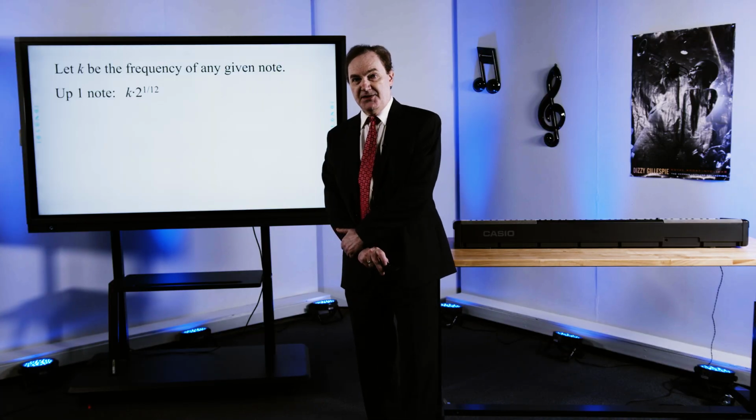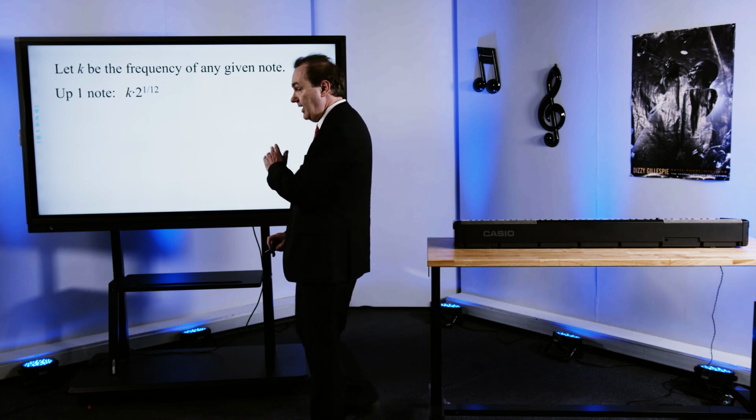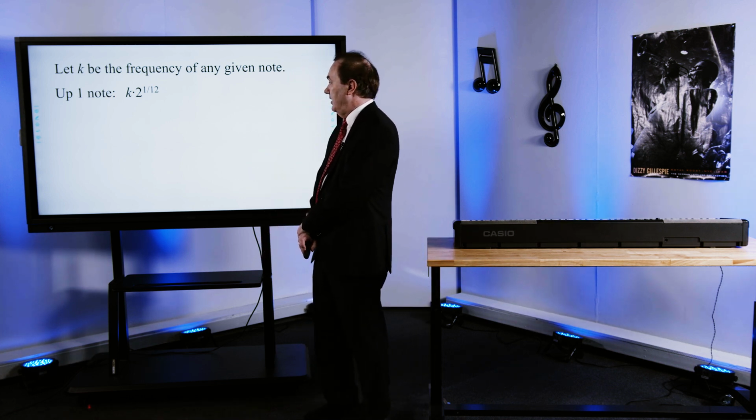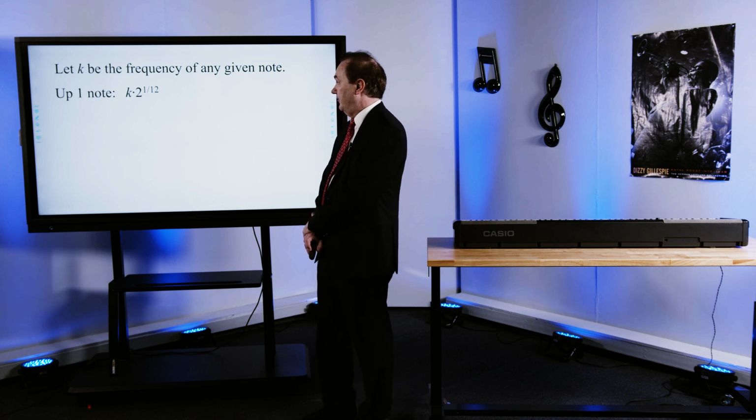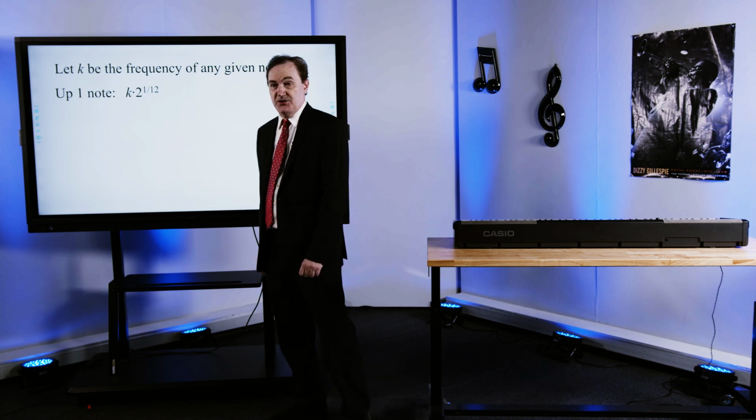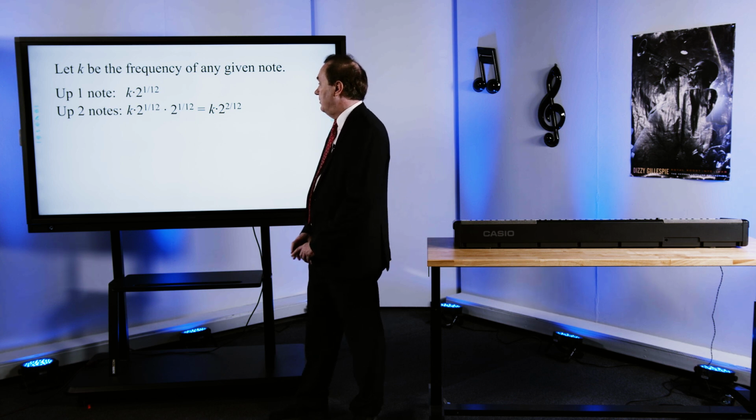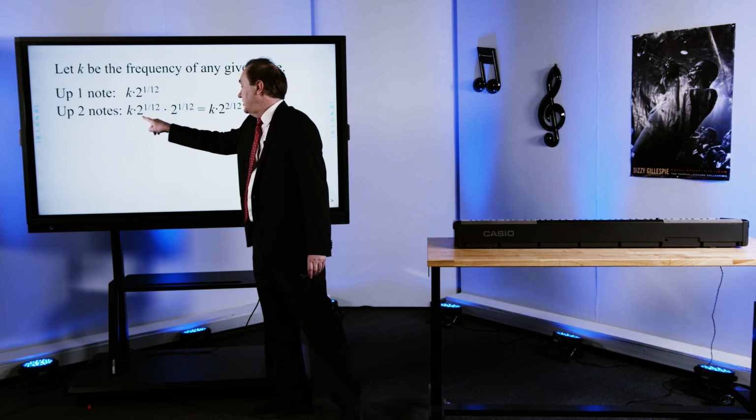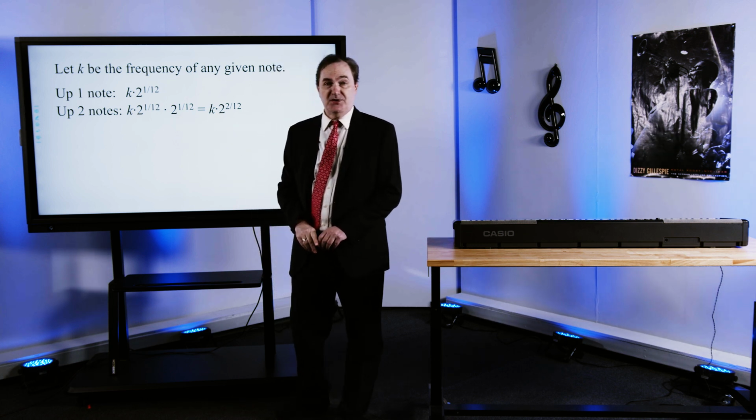Now, let's see how the system works in a little more detail. Let k be the frequency of any given note. If we go up one note above that starting note, we multiply the frequency by 2 to the 1/12th power, so we get a frequency of k times 2 to the 1/12th. If we want to go up 2 notes above the starting note, we multiply this frequency by 2 to the 1/12th again. But now we're multiplying 2 powers with the same base.